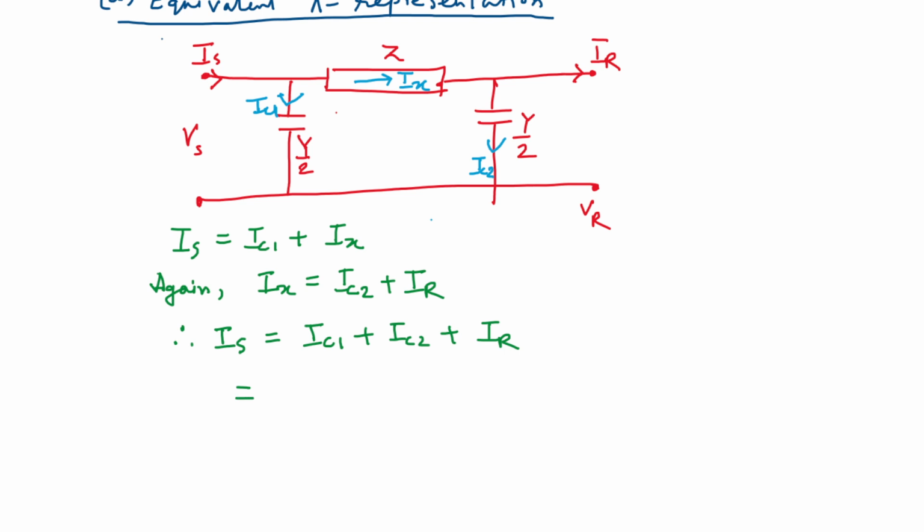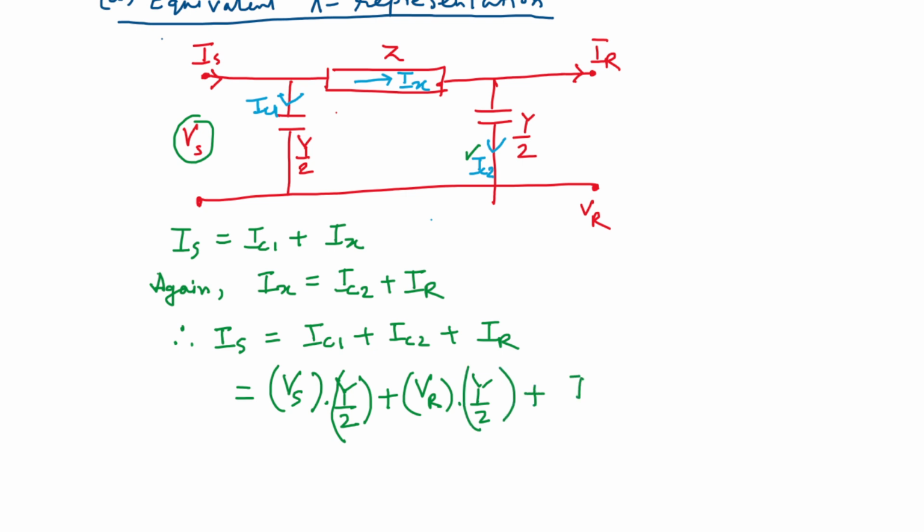What is IC1 equal to? You see this Vs voltage, this sending end voltage will fall directly on the shunt admittance. So IC1 is equal to Vs into Y by 2. IC2 will be equal to, for similar reason, VR into Y by 2 plus IR.